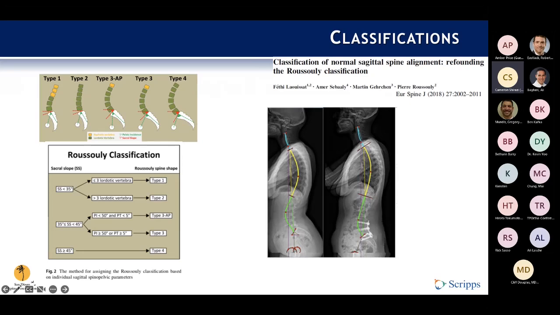And then Bruce Lee also continued to publish at the same time in regards to this sagittal plane alignment. This was a 2018 study, and they readdressed the classification system, and basically they wanted to look at adding some kind of modifiers within there.